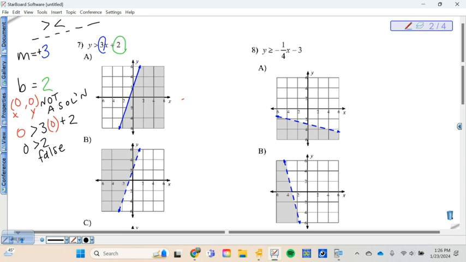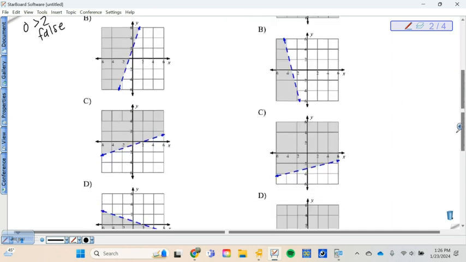So look at the graphs on your paper on your own and try to figure out which graphs don't work according to this criteria. It should have a slope of positive 3. It should have a y-intercept of 2. It should have a dotted line. And 0, 0 should not be in the solution set. So tell me a graph that doesn't work for that.